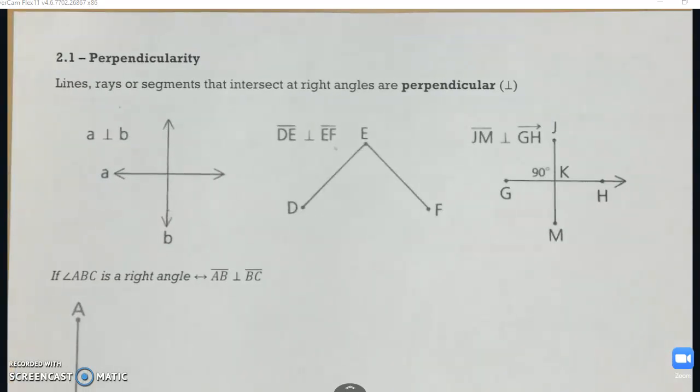Alright, good morning and welcome back to another exciting day in geometry. Today we're going to be talking about perpendicularity. So what that means, how we can solve problems with that information, and so on.